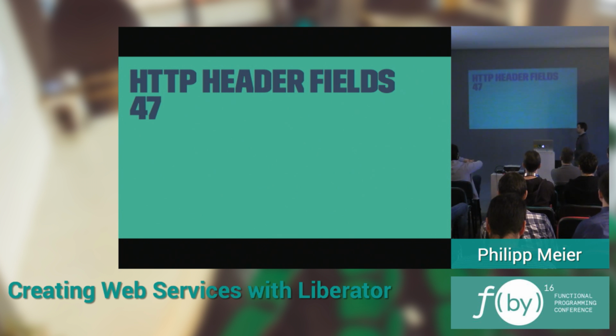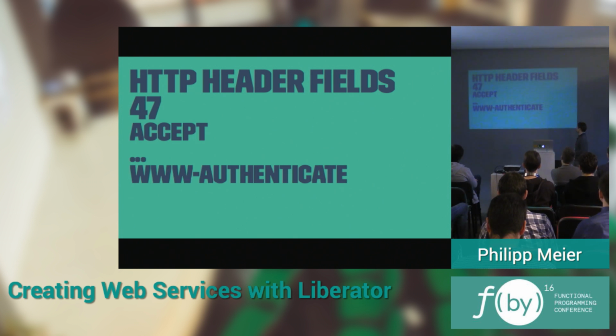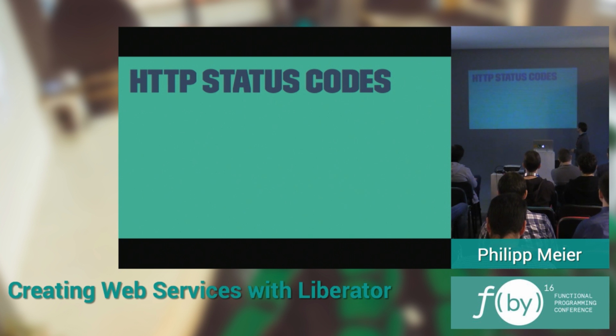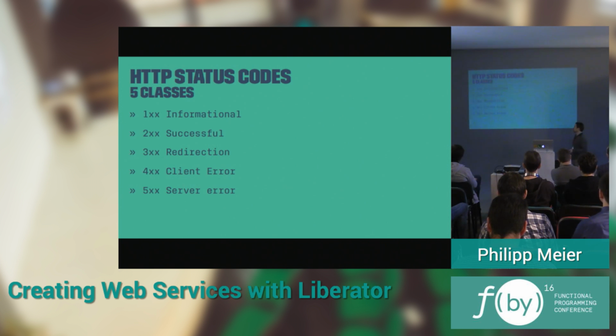Then there are header fields, 47 the last time I counted. Maybe now it's more, from Accept to WWW-Authenticate. There are 5 classes of status codes: informational, successful, redirection, client error, and server error, and those are meaningful. This is important, actually. Sorry, and I'm a teapot, right. I will come back to that later.